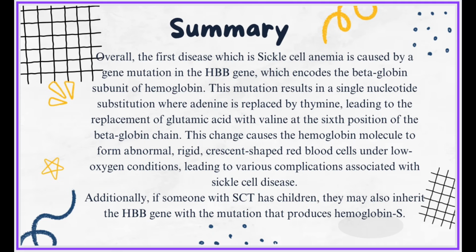Overall, the first disease which I talked about is sickle cell anemia. It is caused by a gene mutation in the HBB gene, which encodes the beta-globin subunit of hemoglobin. This mutation results in a single nucleotide substitution where adenine is replaced by thymine, leading to the replacement of glutamic acid with valine at the 6th position of the beta-globin chain.